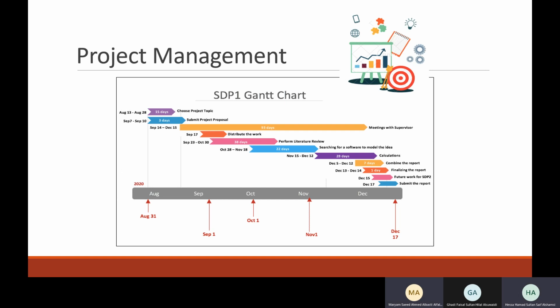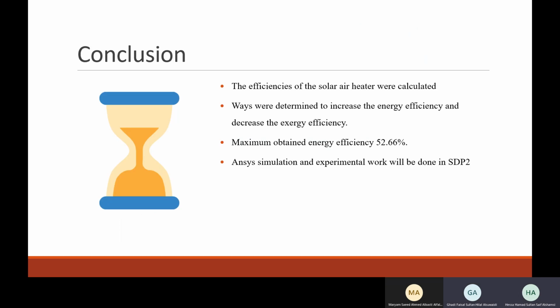Here is the SDP1 Gantt chart that summarized our work during the semester. In conclusion, we have achieved our goal. Different materials were compared for the absorber plate and glazing material with the insertion of baffles.